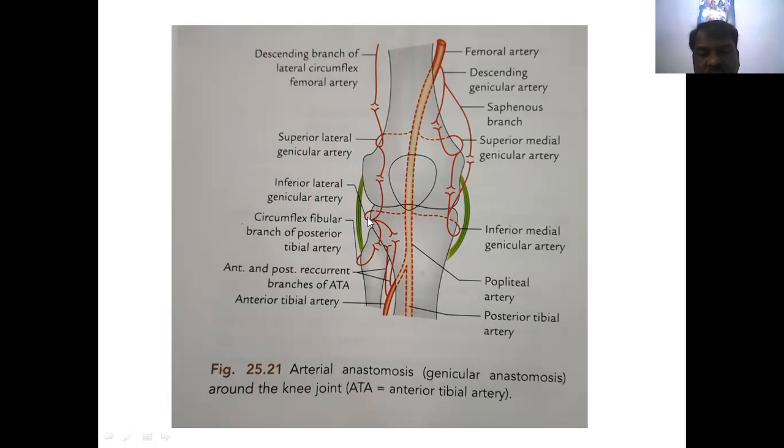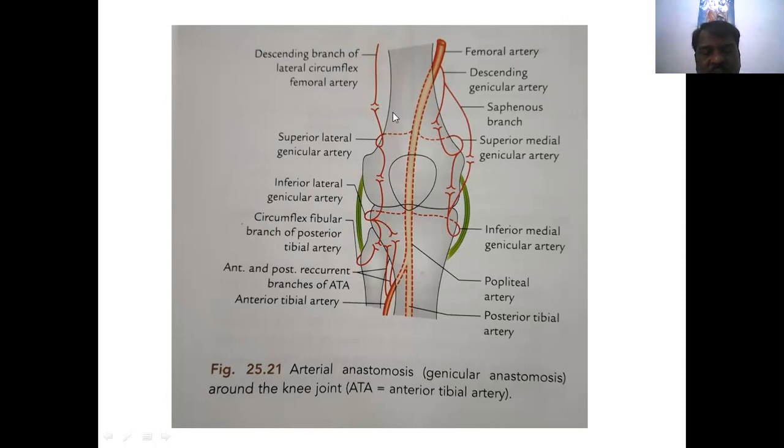Next, another branch anastomosing with this. This is a branch from the inferior lateral genicular artery. It gives three branches. Of these three branches, two are descending. These two anastomose with the anterior and posterior recurrent branches, which are branches from the anterior tibial artery. So this is the anterior tibial artery giving two recurrent branches, anastomosing with the inferior lateral genicular artery. So this is the anastomosis around the knee joint, the blood supply of the knee joint region.